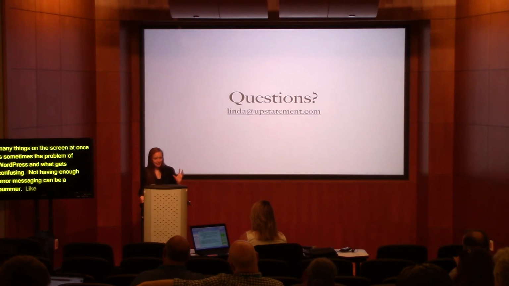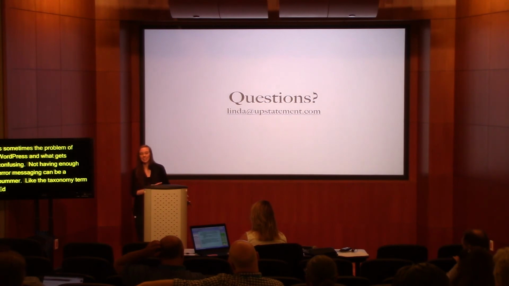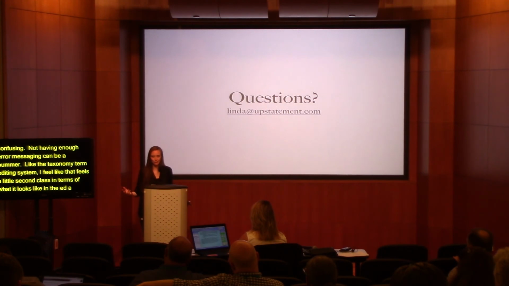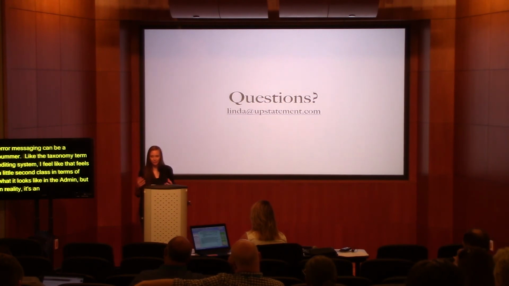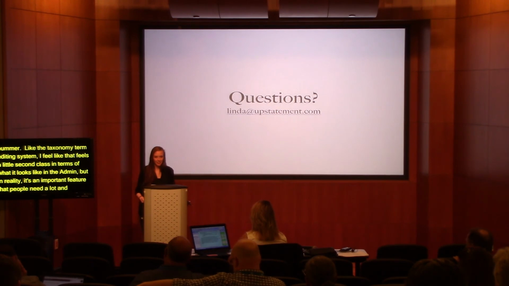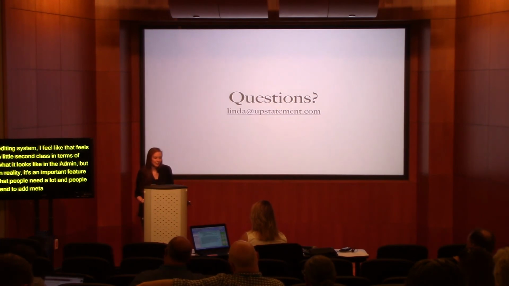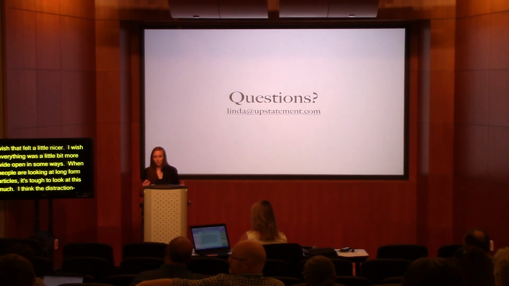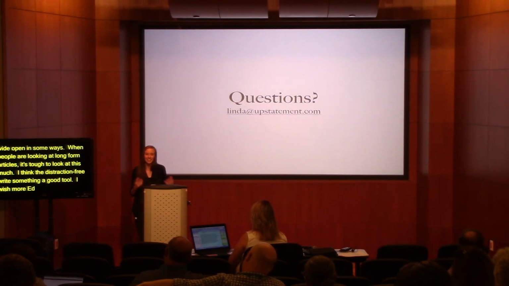Like the taxonomy term editing system, I always feel like that feels a little second class in terms of what it looks like in the admin, but in reality that's a really important feature that people need a lot, and people tend to add meta fields to there. So I wish that felt a little bit nicer. I wish everything was a little bit more wide open in some ways. When people are looking at long-form articles, it's tough to look at this much, and I think the distraction-free writing is a really good tool. I wish more editors used it, but I know WordPress is aware of that stuff.